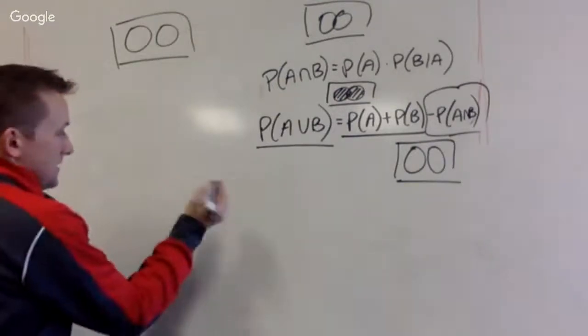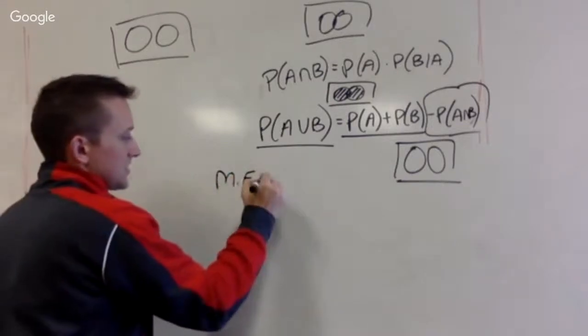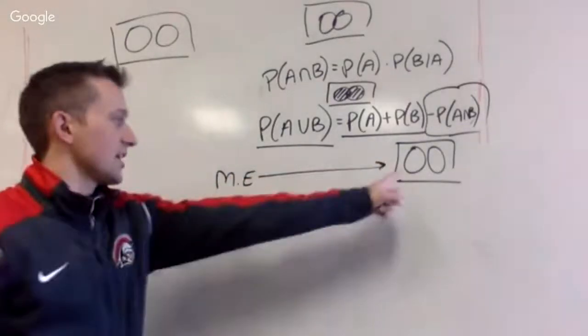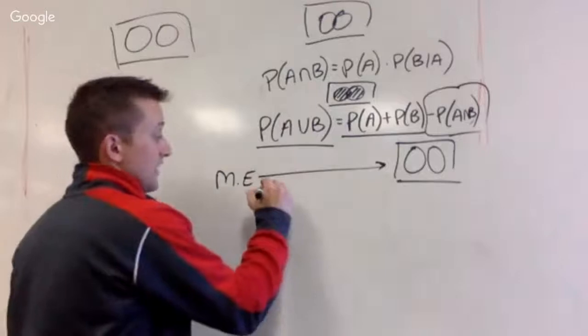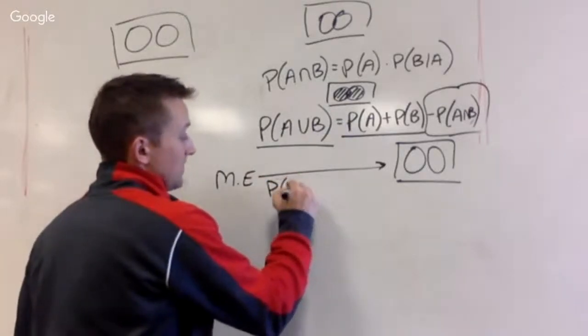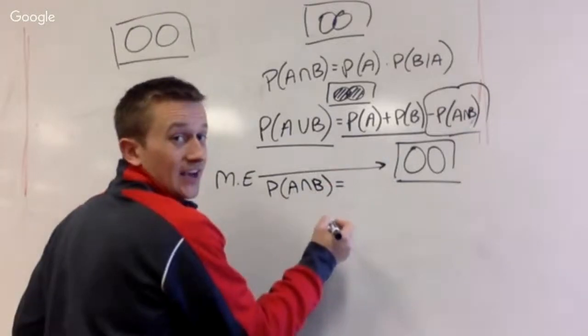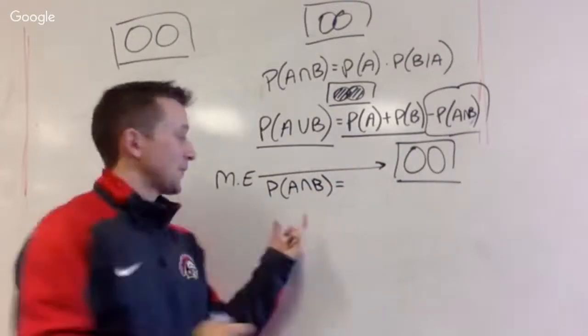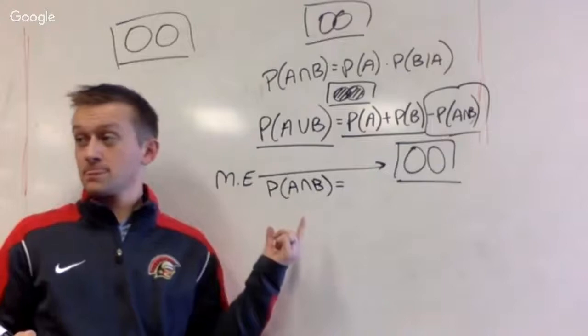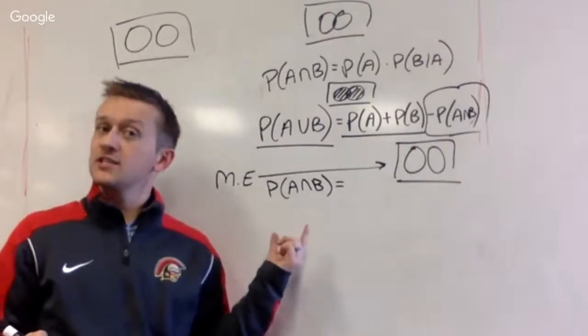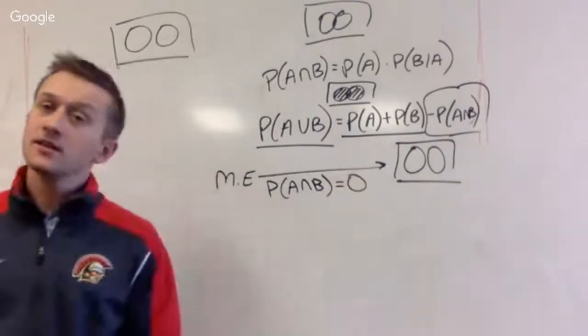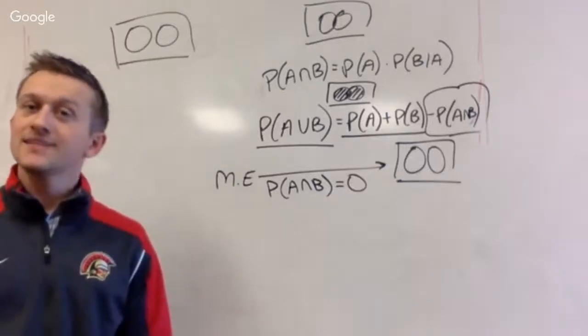Real quick, I think this might help. If something's mutually exclusive, it looks like this, right? No intersection. The equation for that is the probability of A and B, the intersection, is equal to what? It's equal to 0. Great. Okay. Does that make sense?